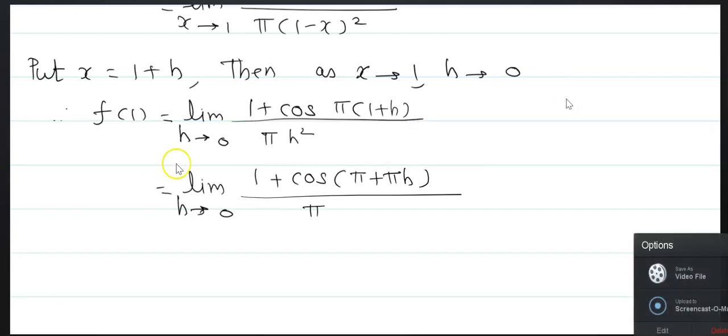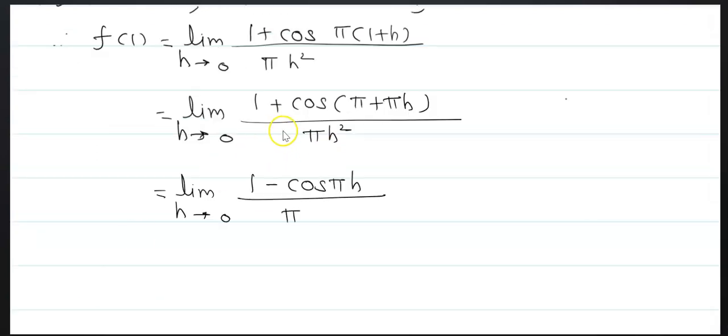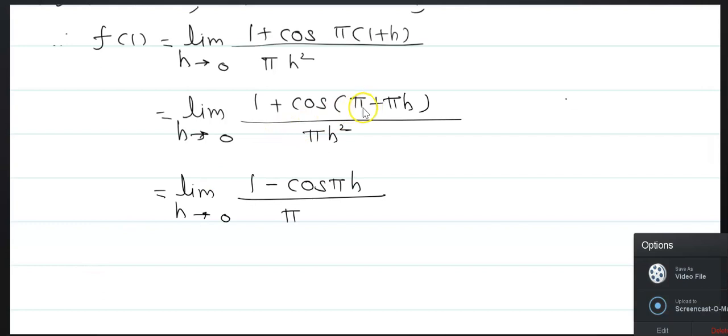f(1) equals the limit as h tends to 0 of (1 plus cos of pi(1 plus h)) upon pi h square. Therefore, you will get (1 plus cos of (pi plus pi h)) upon pi h square. Here cos of (pi plus pi h) goes in the third quadrant. In the third quadrant, cos is negative, and the function remains as it is because it is pi plus theta. Therefore, (1 minus cos pi h) upon pi h square.